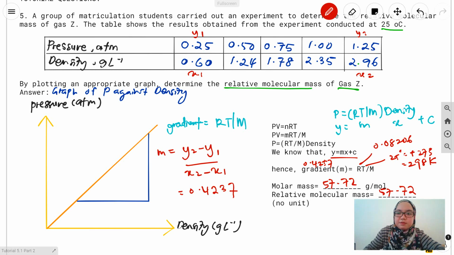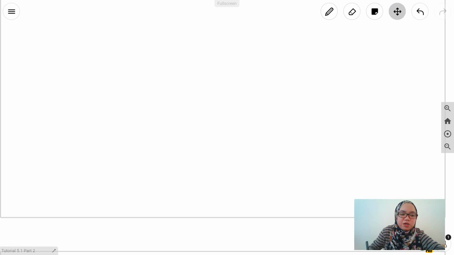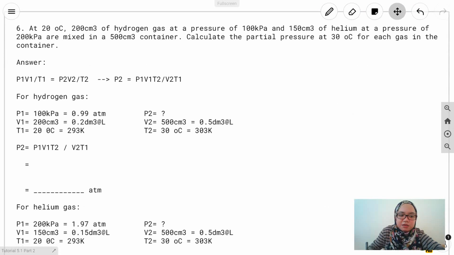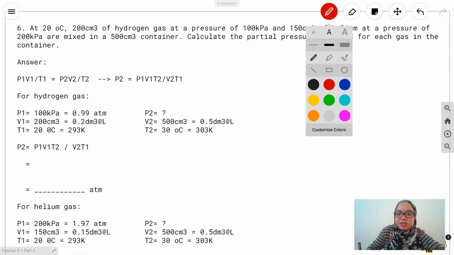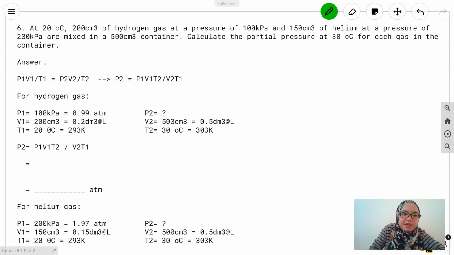Next, we are going to answer question number 6. In this question, it says that at 20 degrees Celsius, 200 centimeter cube of hydrogen gas at a pressure of 100 kilopascal and 100 centimeter cube of helium at a pressure of 200 kilopascal are mixed in a 500 centimeter cube container. Calculate the partial pressure at 30 degrees Celsius for each gas in the container.